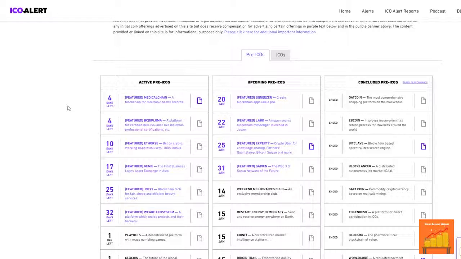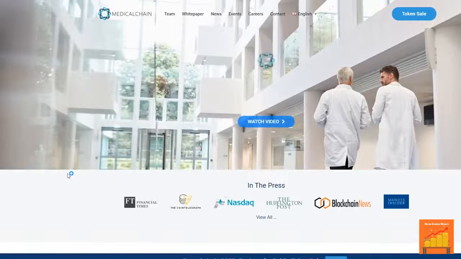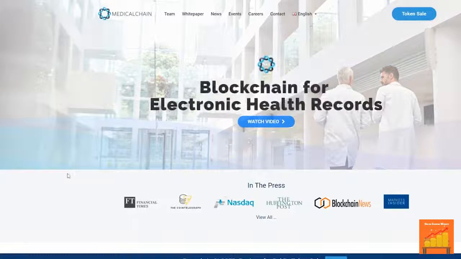Electronic health records. That sounds very interesting. This is actively right now in pre-ICO, which means it's the cheapest it's ever going to be, and there's 4 days left of this ICO. We can go like this and click view website. Boom! This brings us to the Medical Chain ICO website.